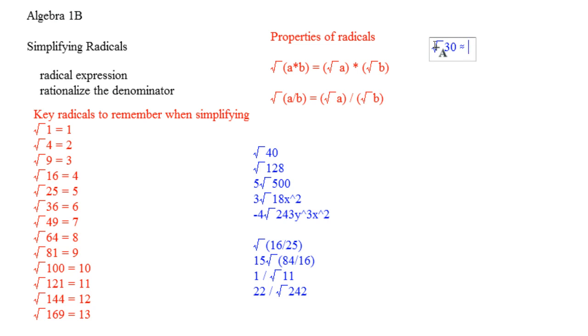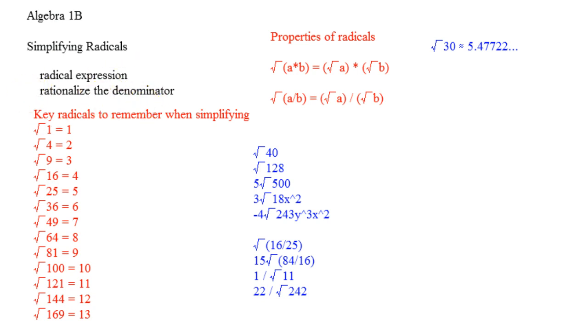which is going to be about 5.47722 dot dot dot. And it's not a pattern at all. It's actually a very irrational number. Well, today what I'm going to do is teach you how to simplify radicals into a radical expression, and then we're also going to talk about rationalizing the denominator.